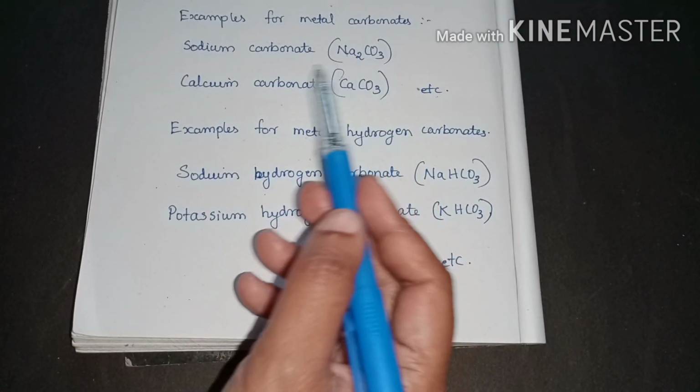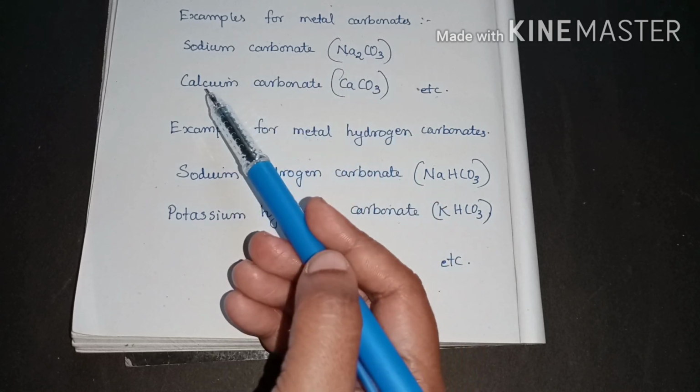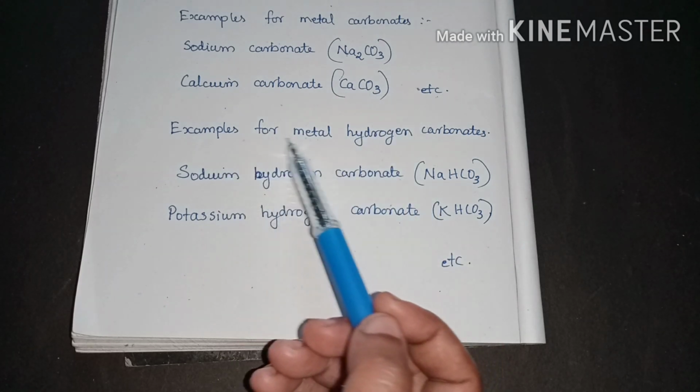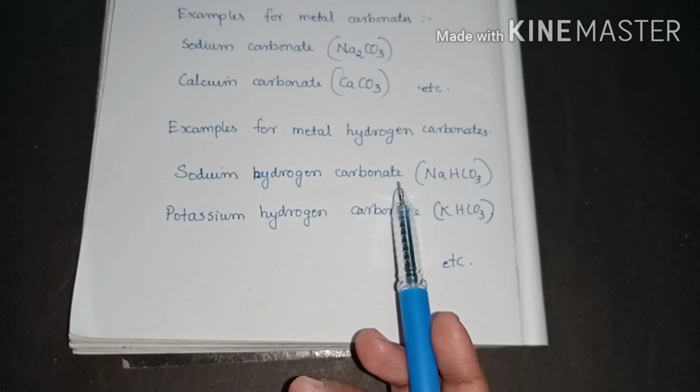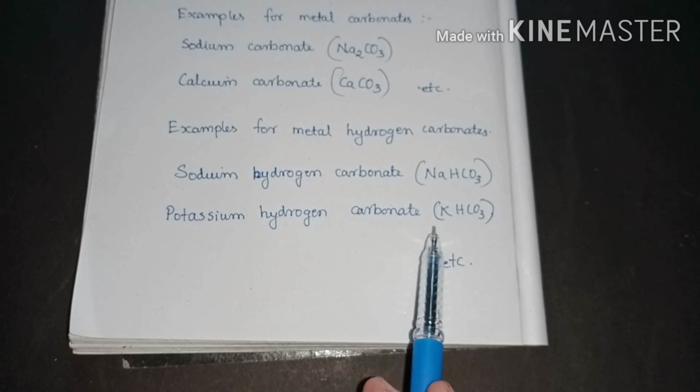Examples for metal carbonates are sodium carbonate, that is Na2CO3, calcium carbonate CaCO3, etc. Examples for metal hydrogen carbonates are sodium hydrogen carbonate, that is NaHCO3, and potassium hydrogen carbonate, that is KHCO3, etc.